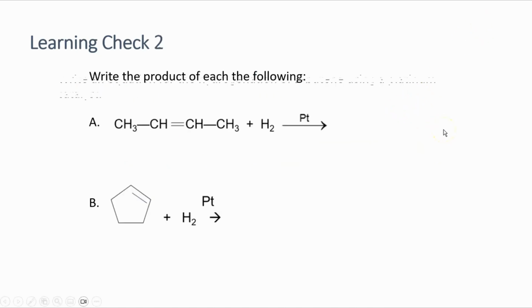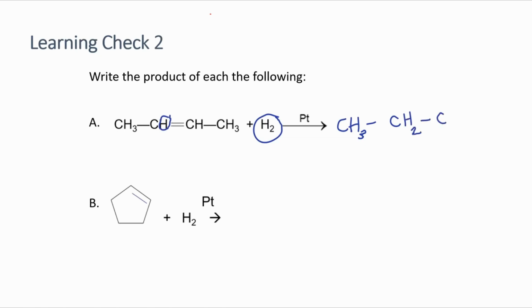And I have another question. Write the product of each of the following. Okay, so it's a hydrogenation reaction. So you just have to add two hydrogen atoms into the carbon-carbon double bond. Now there's only one hydrogen here, so it will be two hydrogens once you add the hydrogen molecule. Same here. And you will get butane. And what is the product in here?